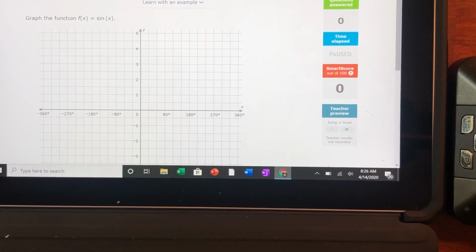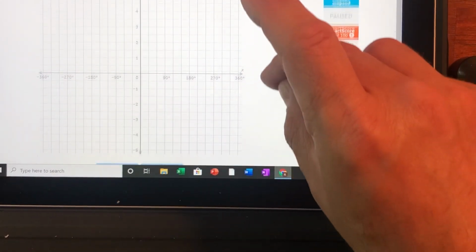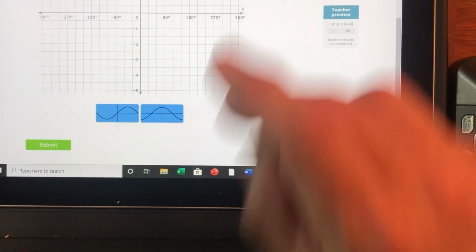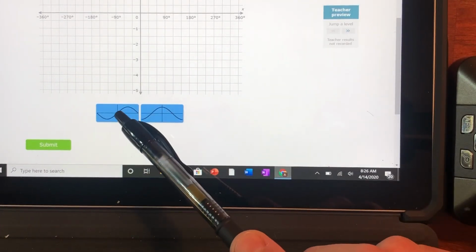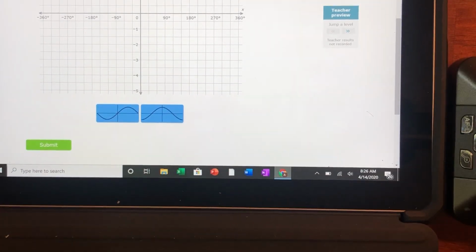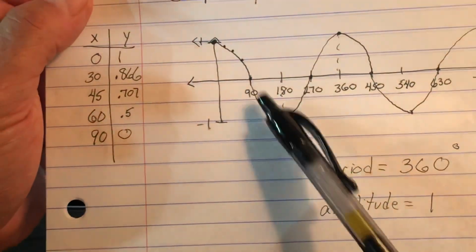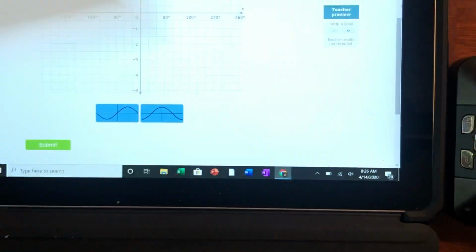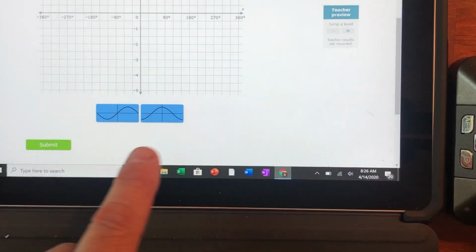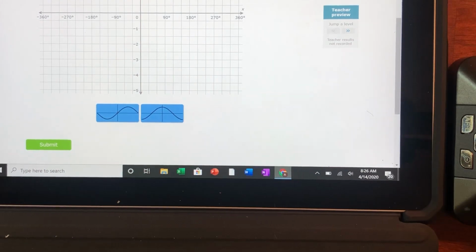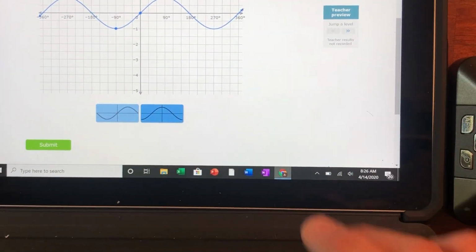And the way it's going to do this is it's going to give us the graph and then it gives us two choices. Do we want to choose this graph or this graph? Well, remember from our originals that we did, sine starts at 0 and goes up, cosine starts at 1 and goes down. So which one of these is the sine of x? Yeah, it's this one. And when you hit that, it graphs the sine of x.